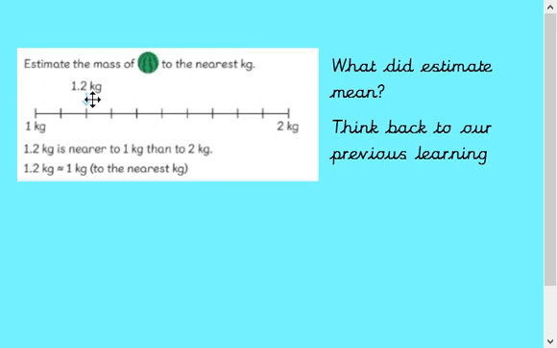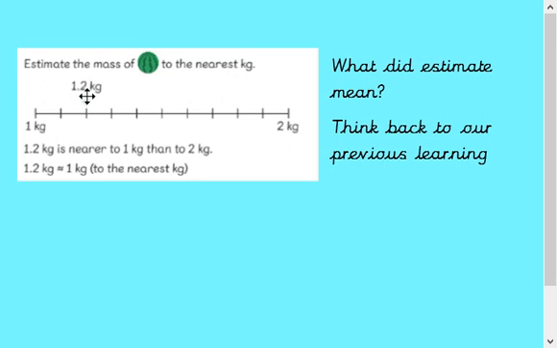If I wanted to estimate what it was to the nearest kilogram, I'd be thinking about putting it on a number line, maybe to begin with, because I know it's going to be somewhere between 1 kilogram and 2 kilograms. And I might be putting it onto my number line here, and I might be able to see that it's closer to 1 kilogram than it is to 2 kilograms.